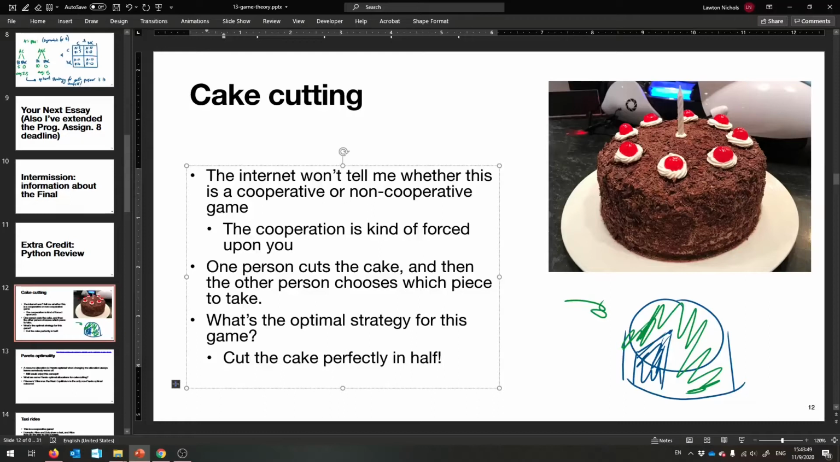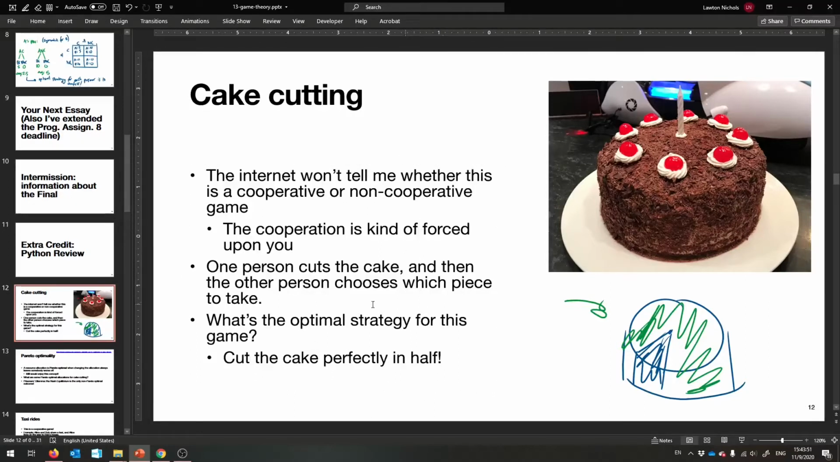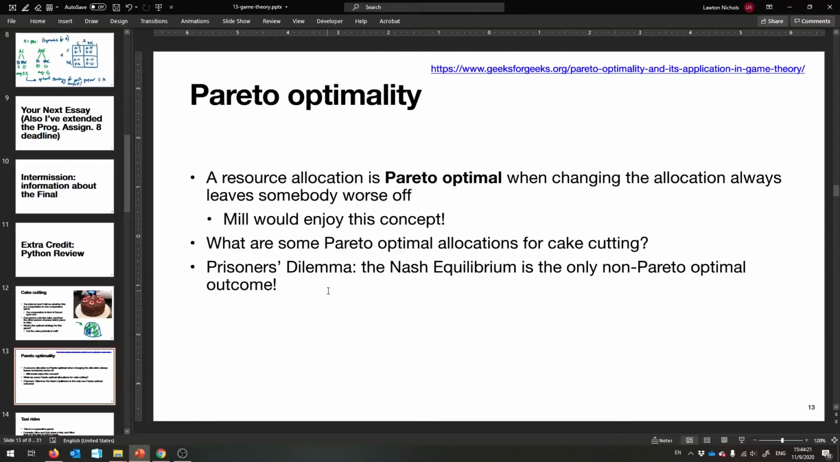And now you can see why it's hard to determine whether or not this is a cooperative game or not. You are forced to cut it in half because if you want any cake at all, you're going to make this fair. Because you know that your opponent or your sibling is going to want to choose the slice that is bigger. Okay? So this is how you make it fair. And this seems to be the one optimal strategy, unless maybe your sibling is full or something. So that's cake cutting, and it's a good lead-in to this next topic that is called Pareto Optimality.